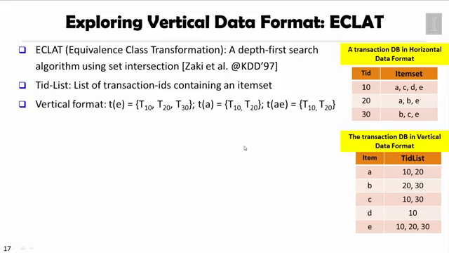With this TID list, for example, if you ask what is the TID list of E, you get 10, 20, and 30. What is the TID list of A? You get 10 and 20. Then how to derive AE? You just intersect them together. You intersect this set with this set, intersecting two TID lists, and you derive the TID list of this itemset AE.